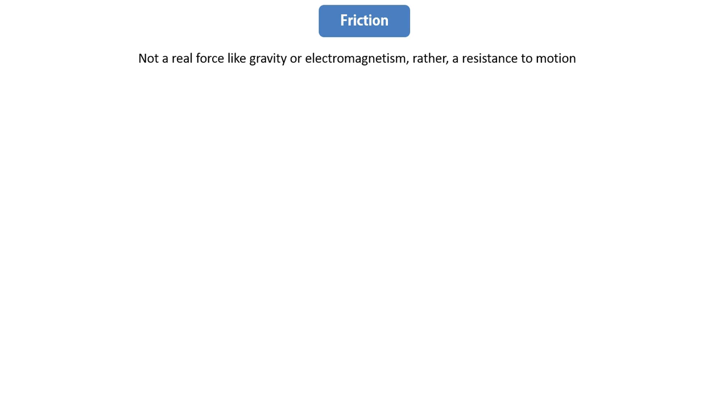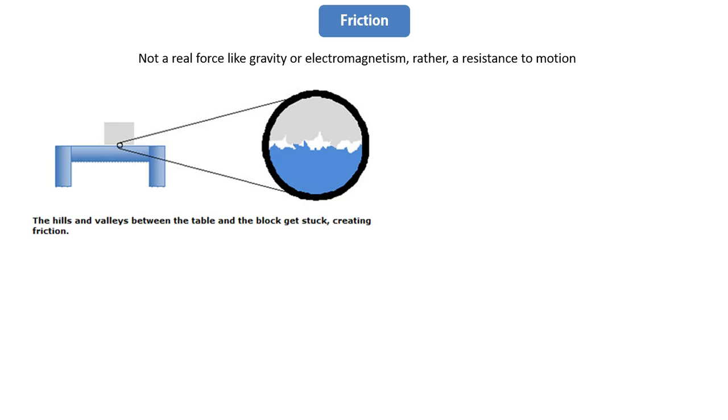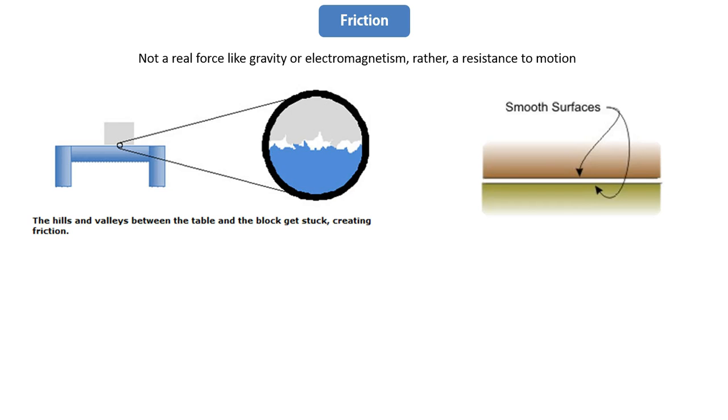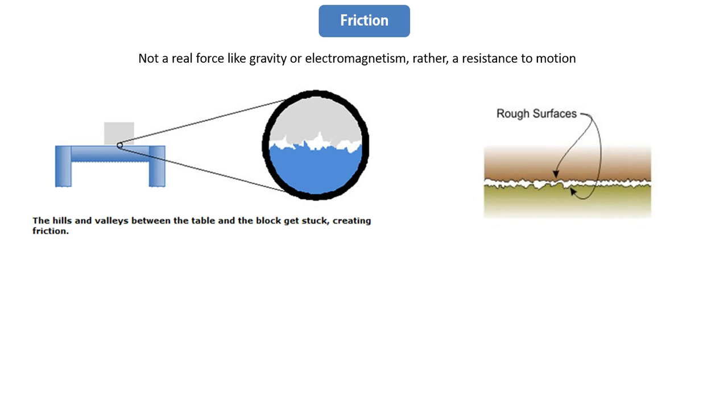The underlying cause is related to surface irregularities, as shown here. As it says, the hills and valleys between the table and the block will get stuck, creating friction. When surfaces are very smooth, friction is decreased, but you can never get perfectly flat or smooth surfaces. Closer examination will show this up. So, static friction involves the interlocking of the irregularities of surfaces. When an object starts sliding, the contact points on the surfaces do not have time to lock into each other, and the result is fewer contact points, which means less friction.